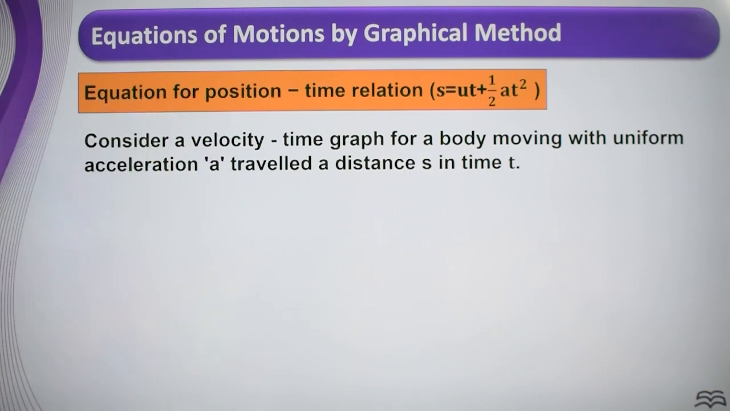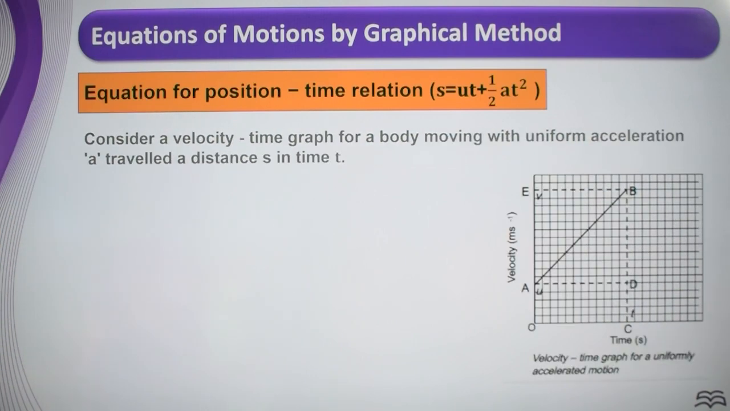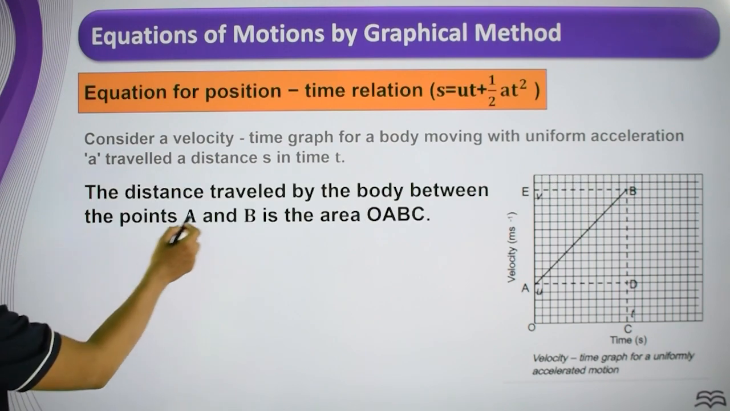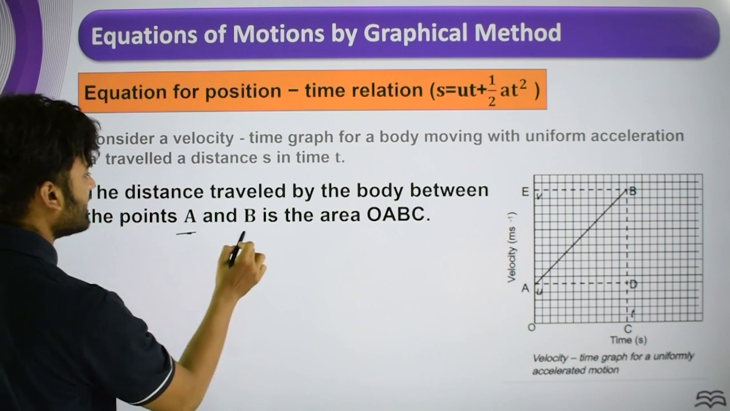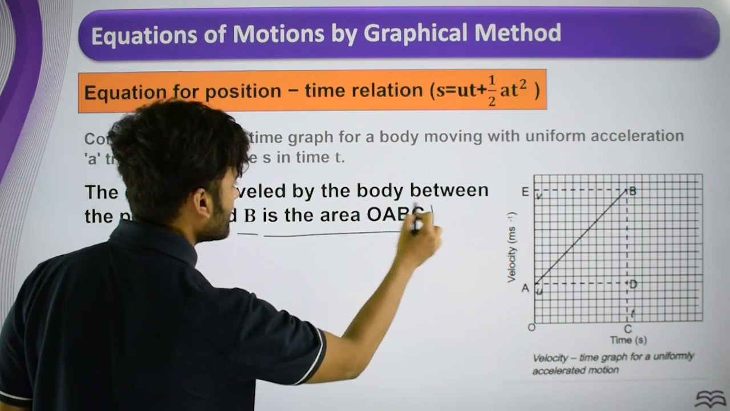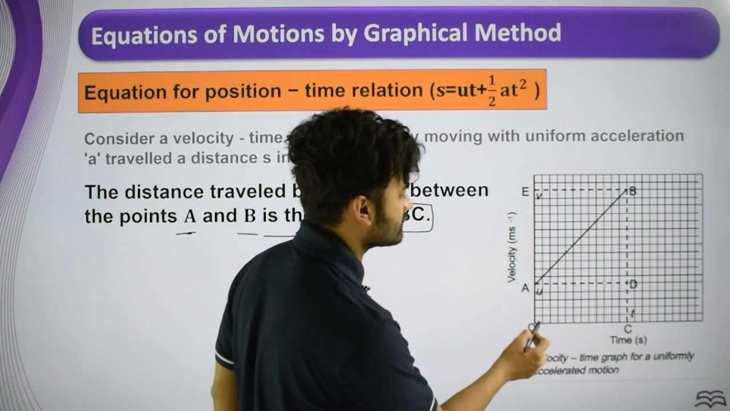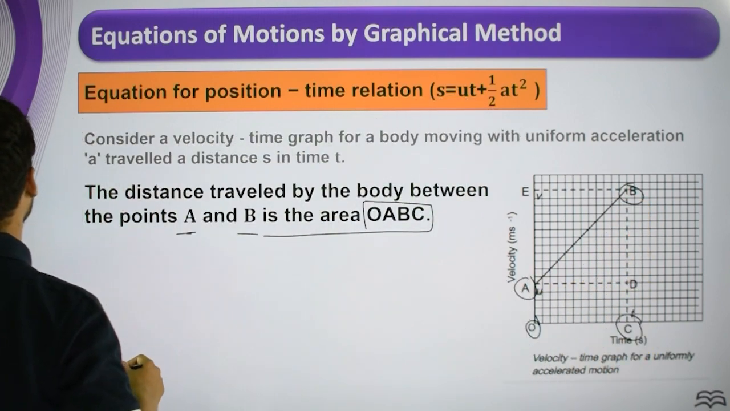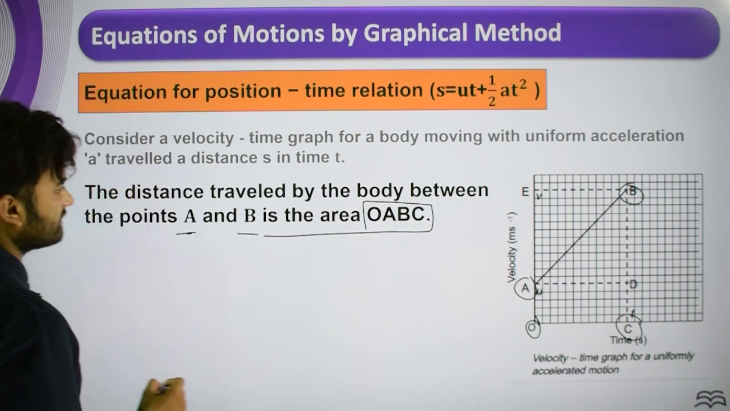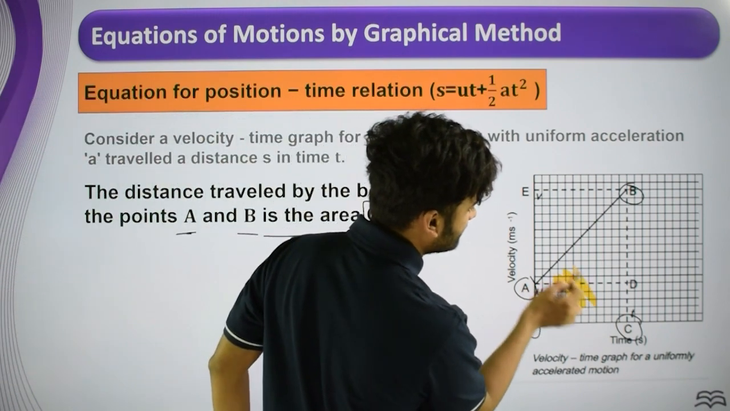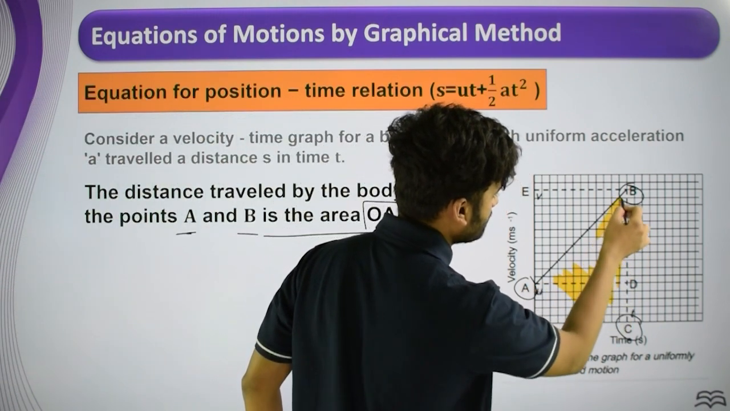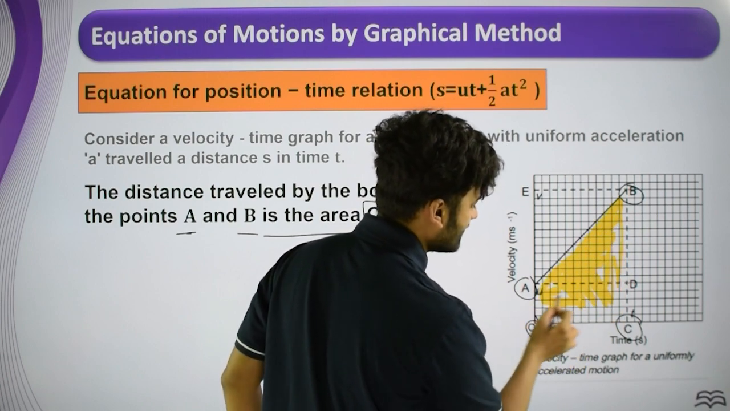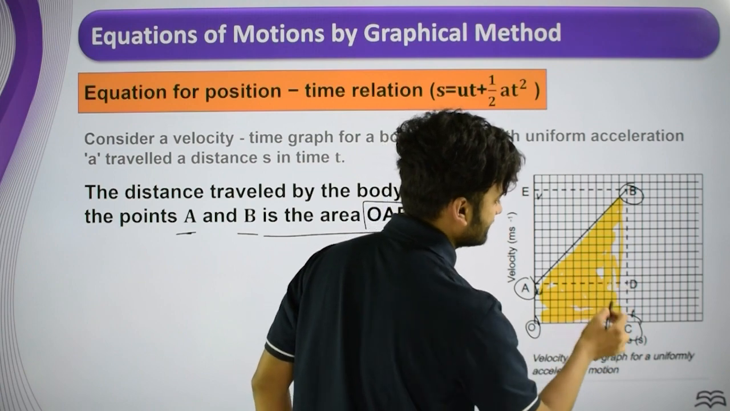So let us move further, and we will see there is a velocity-time graph. In order to find the distance traveled by the body between the points A and B, we need the area OABC. I am highlighting this area for your better understanding. This is the area you need to find, and in order to find it we will apply some mathematical formulas. This area will give you the displacement traveled.